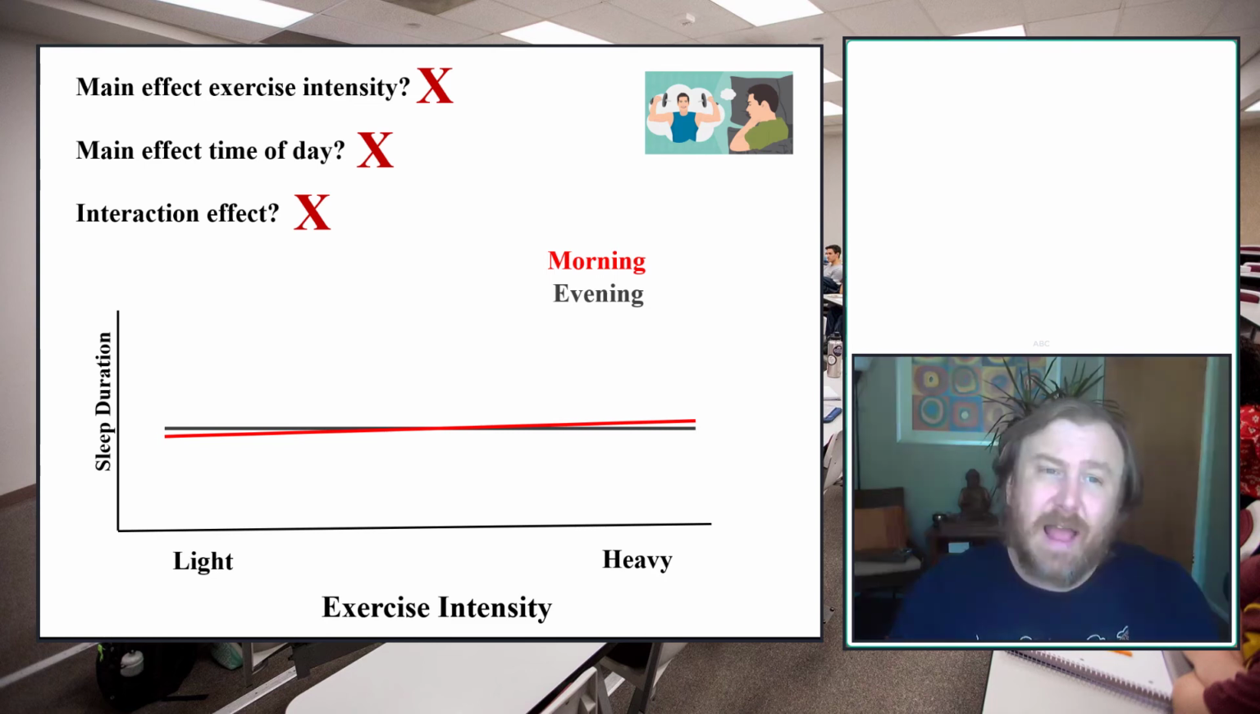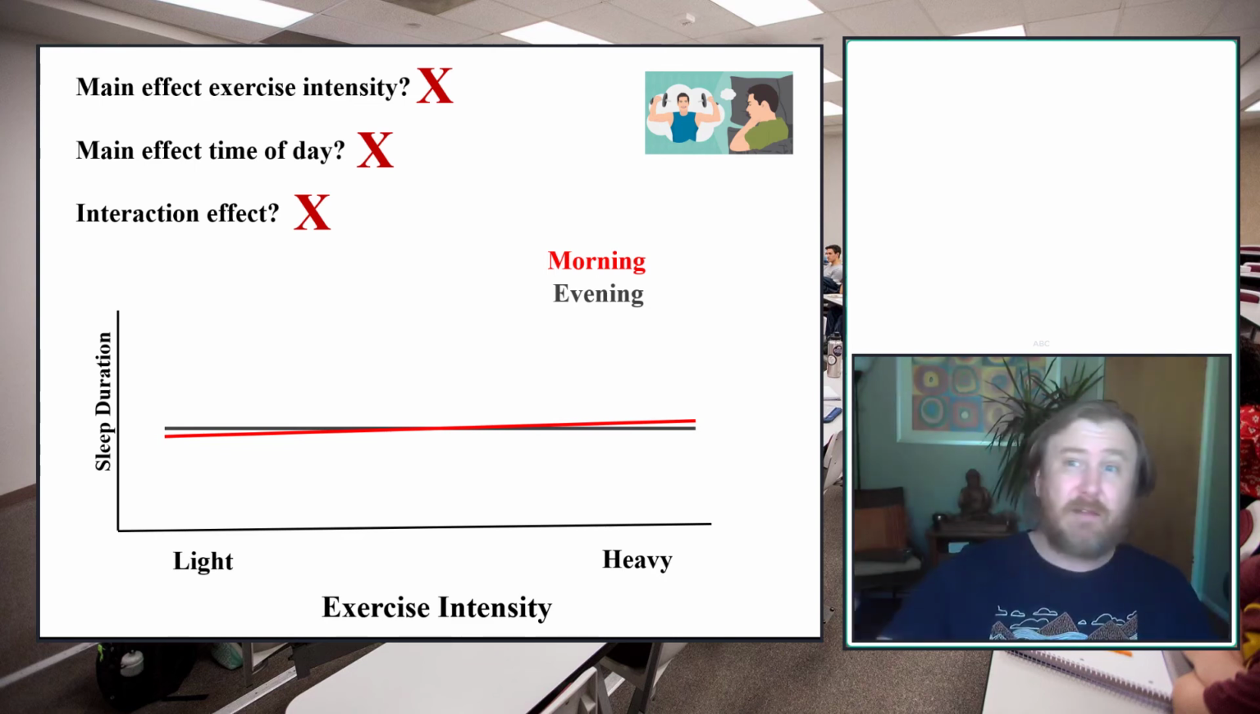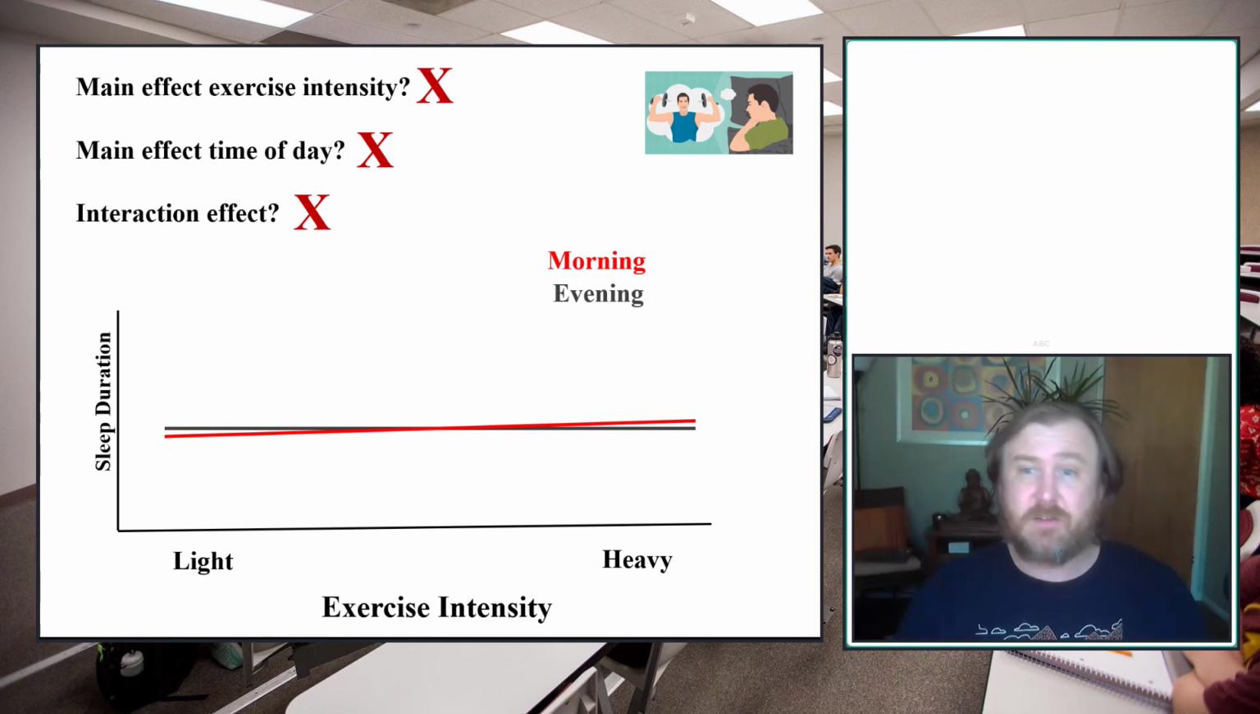So now the interaction effect is whenever the lines are not parallel. Well, certainly these lines aren't parallel, but they're not really an X either. They're pretty right on top of each other. So this is really an example of nothing's going on. There's no main effect for either of the factors, and there's not an interaction effect.